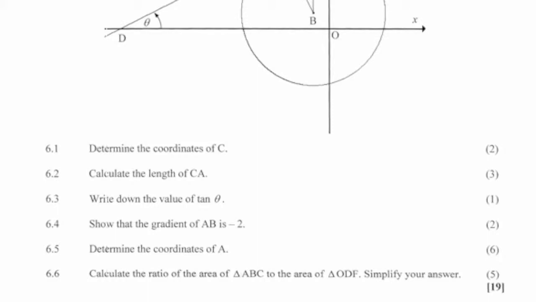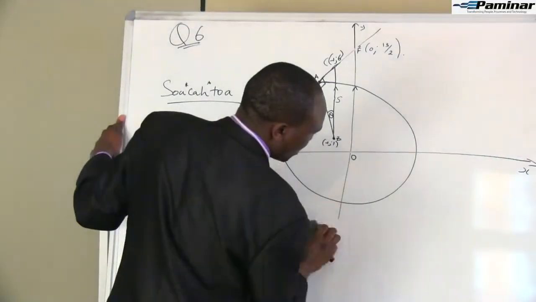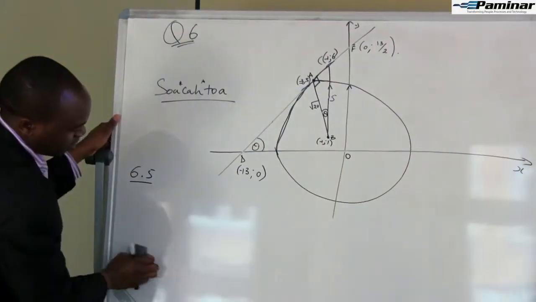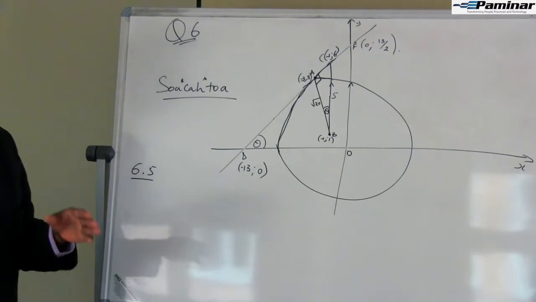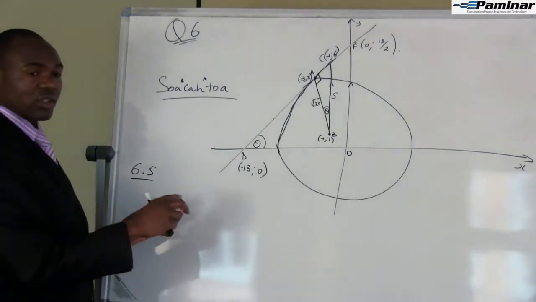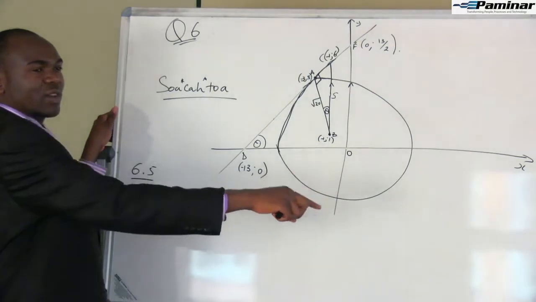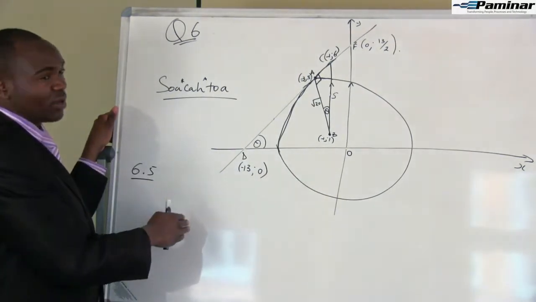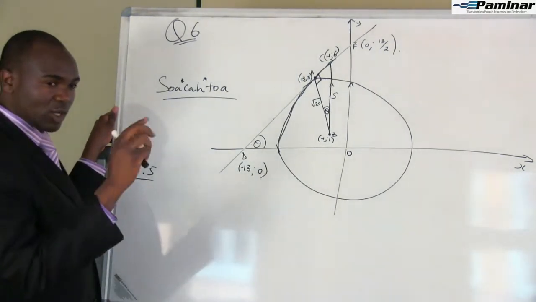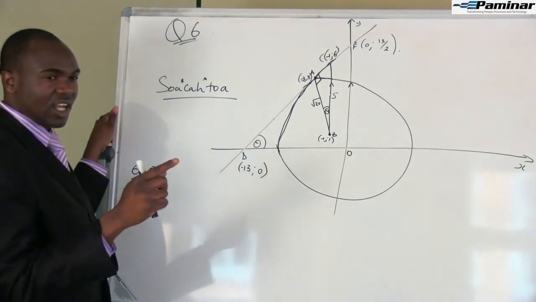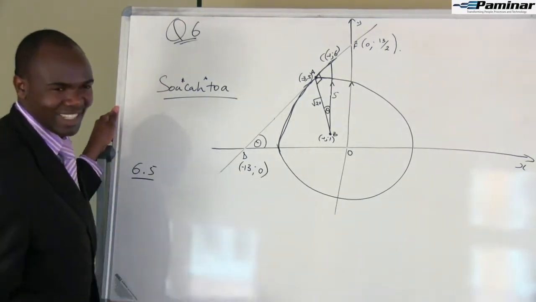6.6 says calculate the ratio of the area of triangle ABC to the area of triangle ODF. Simplify your answer. There are many ways of working out that. Now be very careful when you are working so that you won't make a mistake. Remember, if you were to make a mistake at 7/2, all these other things are going to be a mistake, right? So make sure you punch nicely. 6.5 is 13/2 and 7/2.